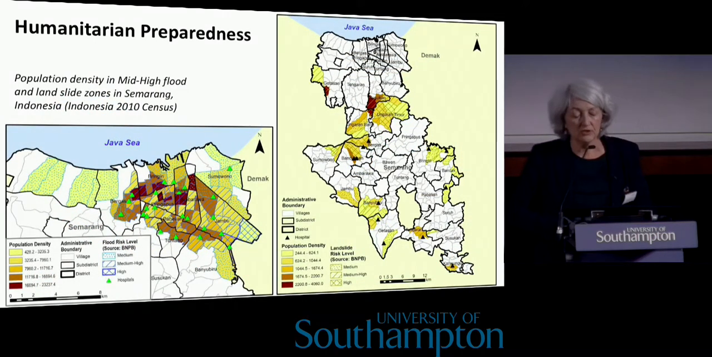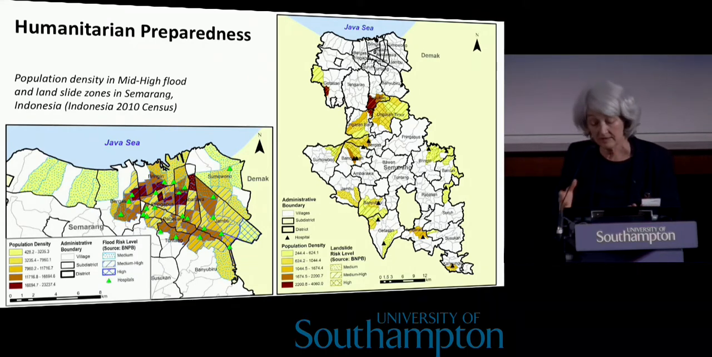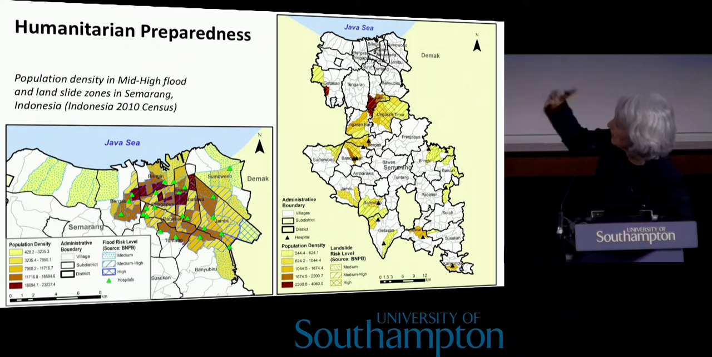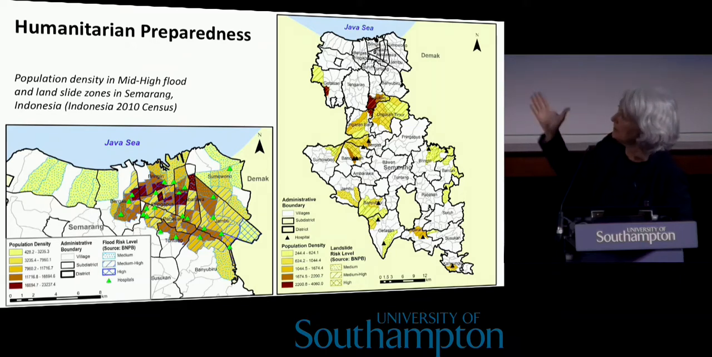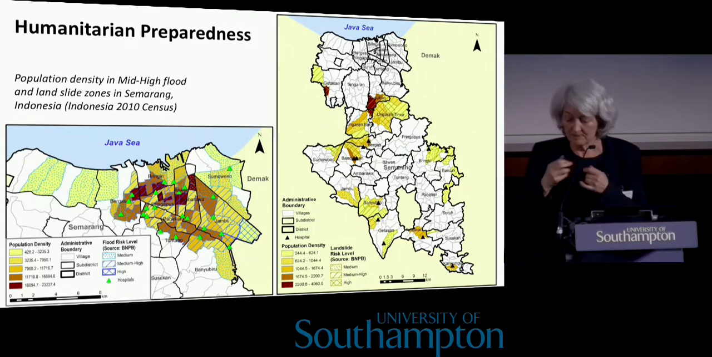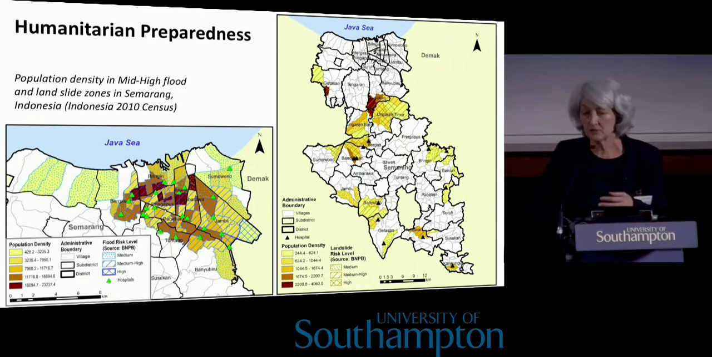Last, let me turn to humanitarian preparedness. This is work that was done using the Indonesian 2010 census, where the population density is mapped against floodplains and also landslide zones. And this is an example that the government was asking for: can you please help us use the census so we can start to see which actual areas may be both highly risky and also very dense in terms of population.